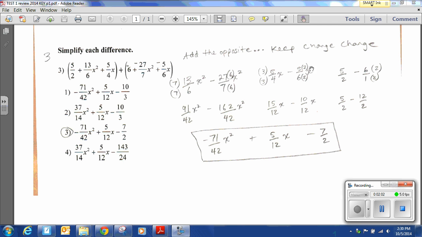Here we have multiply by 3, multiply by 2 to find our common denominator of 12. 15 minus 10 is 5, and that's the numerator, 5/12 x. Finally, over here, we change 6 into a fraction by putting a 1 under it. Multiply numerator and denominator by 2. We end up with 5 halves minus 12 halves. The answer is negative 7 halves. So all put together is your polynomial solution.